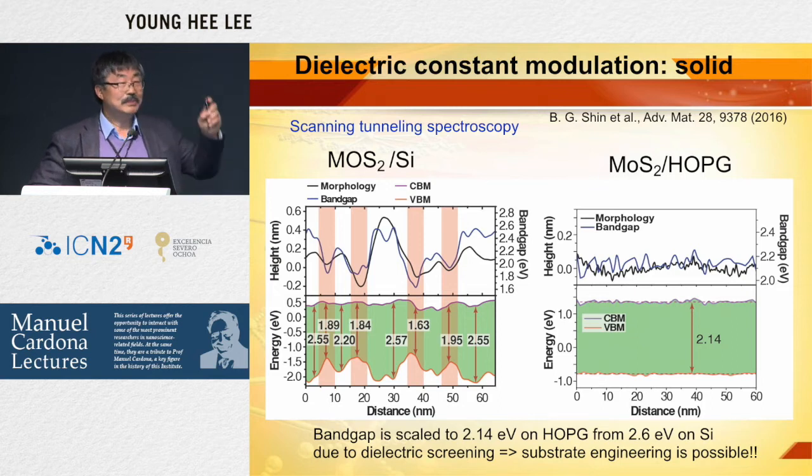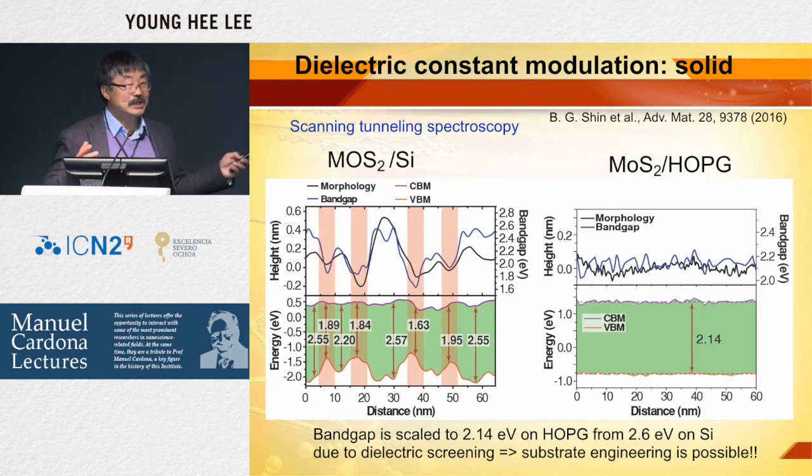Then we measure it with a scanning tunneling microscope, STM. By fixing the tip on the sample, we can measure spectroscopy. You can see this band gap, conduction band and valence band, changing due to this local strain.